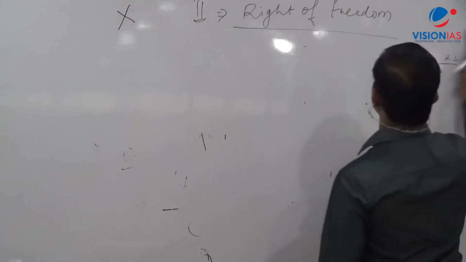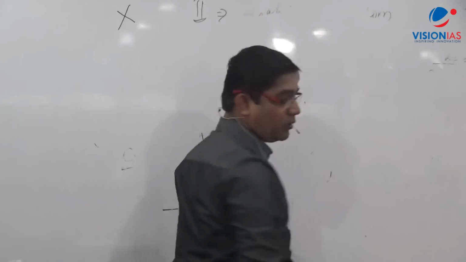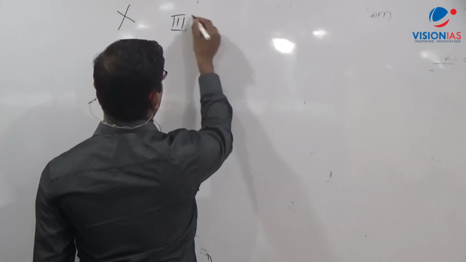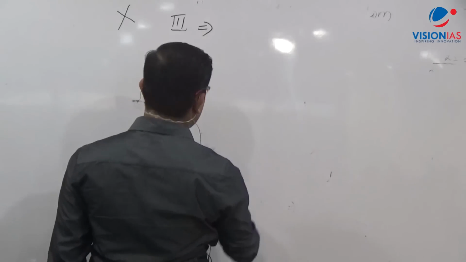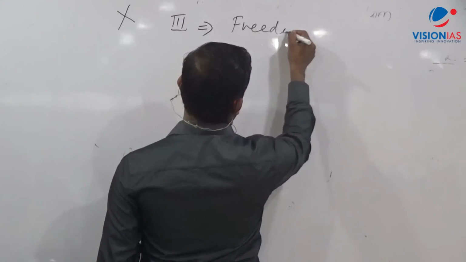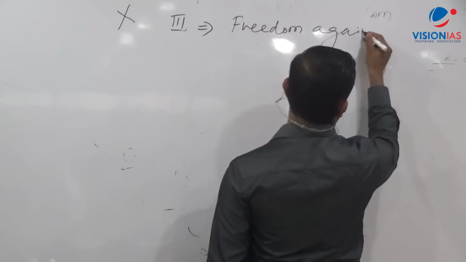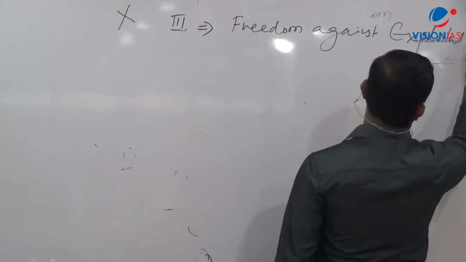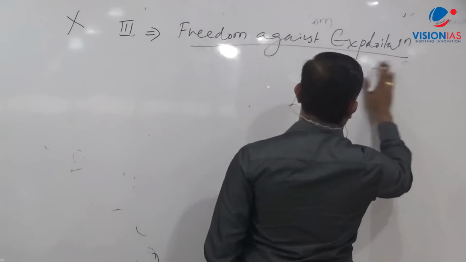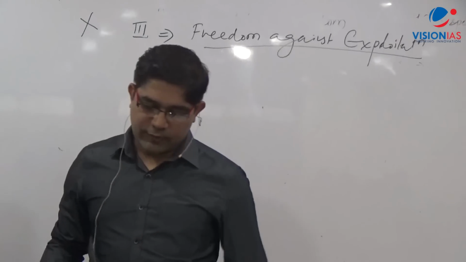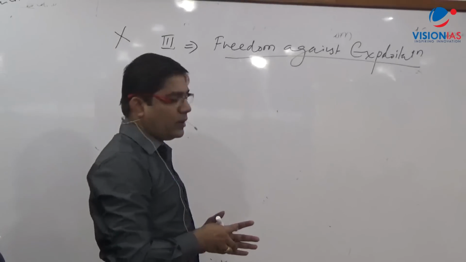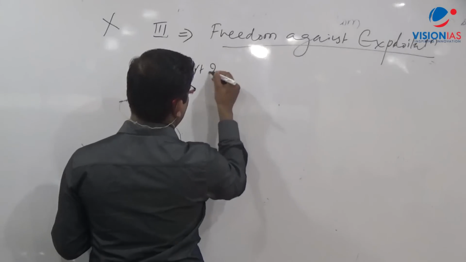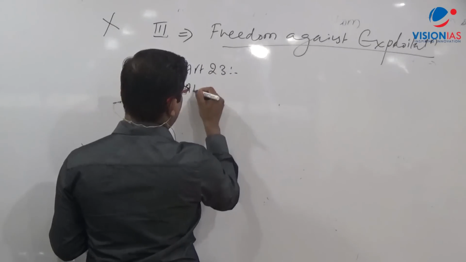Yes, what is 23 and 24? In fact, this is now the new category of rights, that is a third category of rights. What is the title? Freedom against exploitation. So there are certain fundamental rights which in fact ask us to end exploitation. Okay, end exploitation. So there are 2 articles here, Article 23 and Article 24.